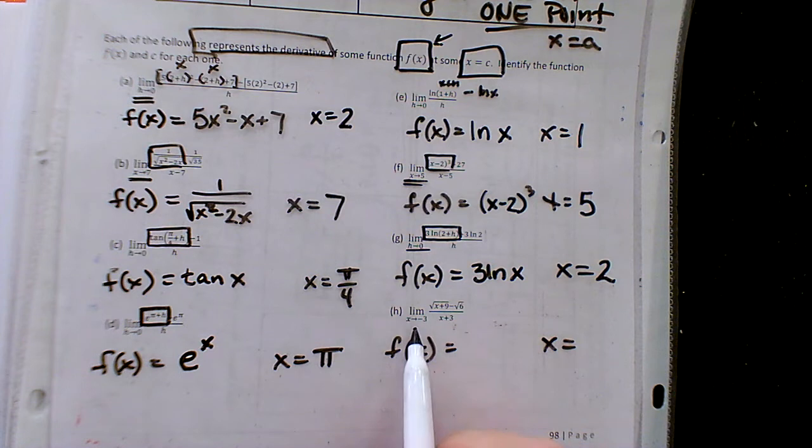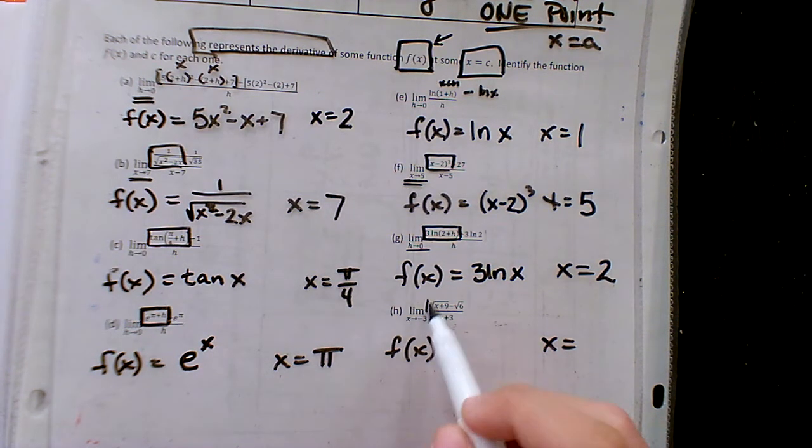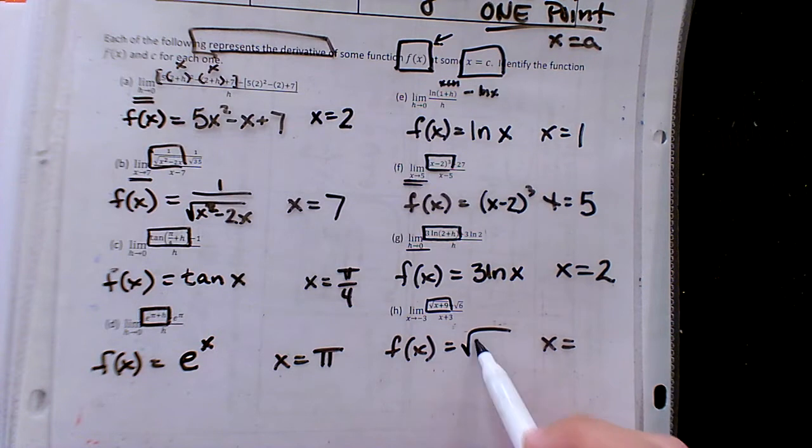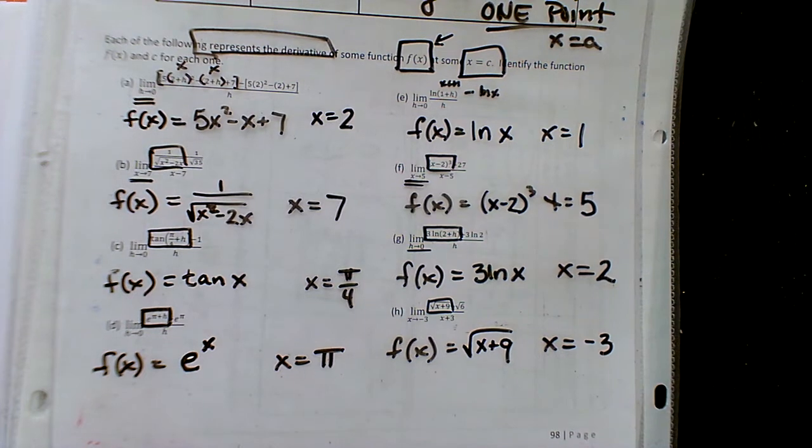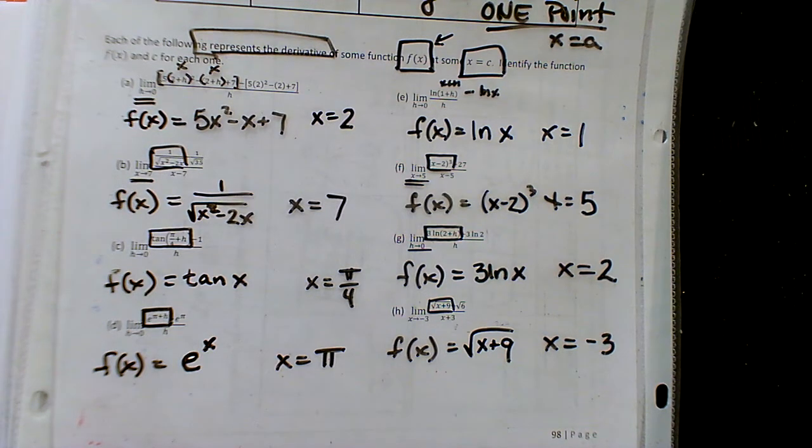For h, this was not an h limit. Okay, it was an a limit. So f of x is the first function written, and then the x value is whatever we're approaching. How did we do? Pretty good?